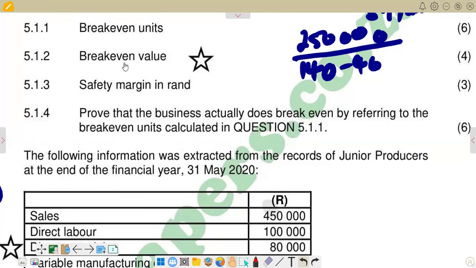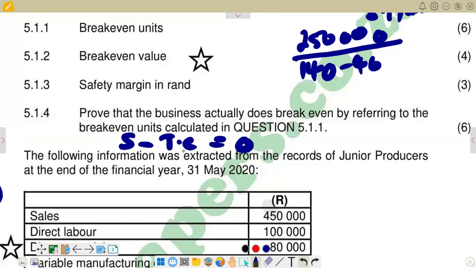So remember, at the break-even point, that's where we got a profit of zero. So basically, what we are saying is at the break-even point, sales minus total cost should be equal to zero. So this is what we want to prove. So we go to the break-even point and find the sales value at the break-even point. Remember, we got 2,500 units at the break-even point. So you multiply by the selling price per unit to get the sales at the break-even point.